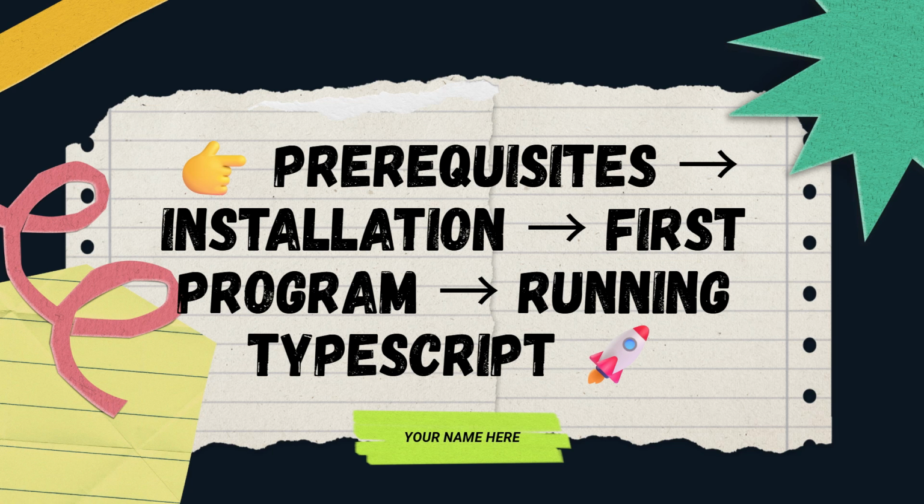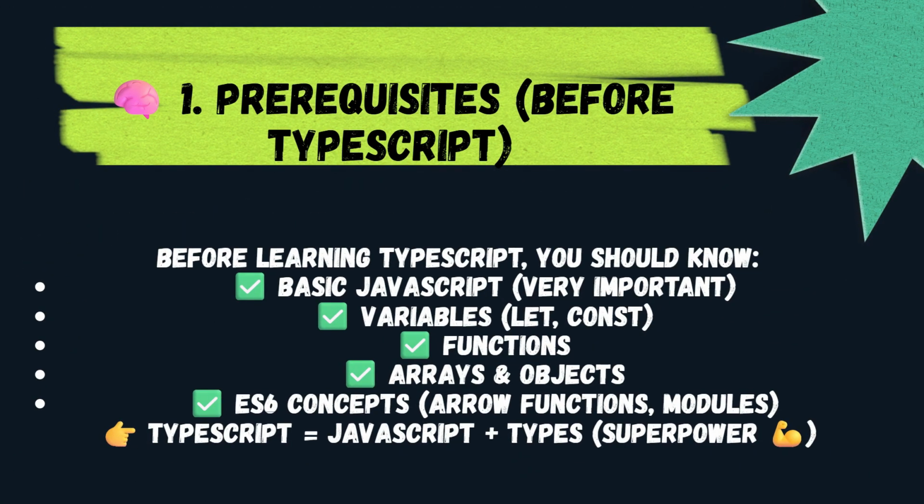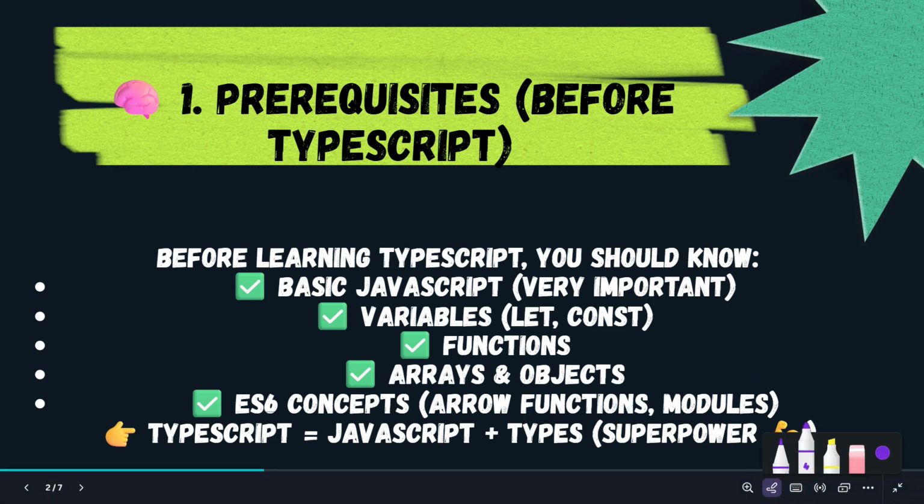It is very important: variables, let, const, functions, arrays, objects, ES6 (ECMAScript 6) concepts, arrow functions, modules. TypeScript is equal to JavaScript plus some extra features, namely types. That is what is called TypeScript.